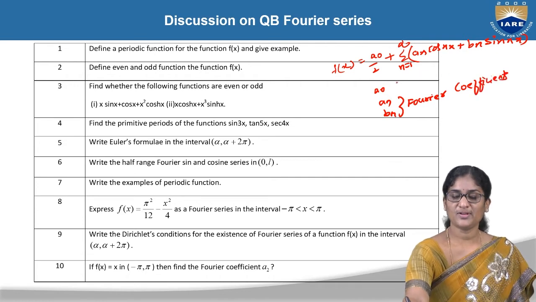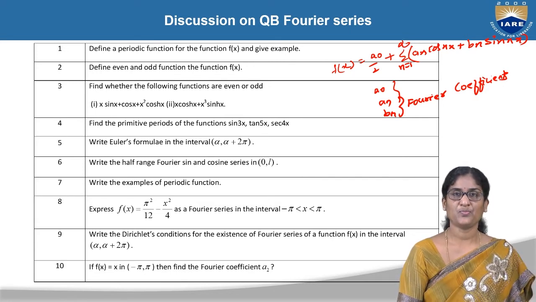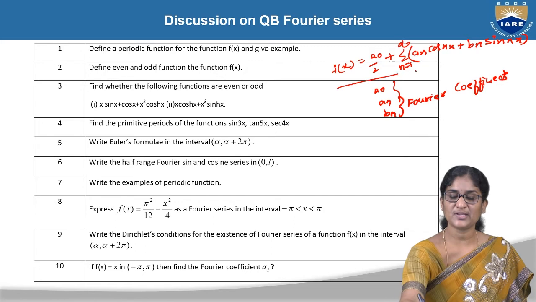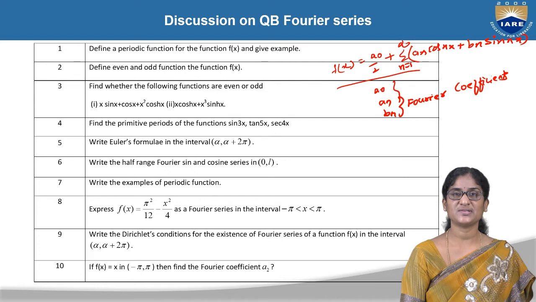Here a naught, an and bn are called Fourier coefficients. All we need to do is find these three Fourier coefficients, a naught, an and bn. If you find a naught, an and bn and substitute them in f of x equals a naught by 2 plus summation an cos nx plus bn sin nx, you get the Fourier expansion. That is the ultimate formula which we have to remember throughout while solving the problems in Fourier series.